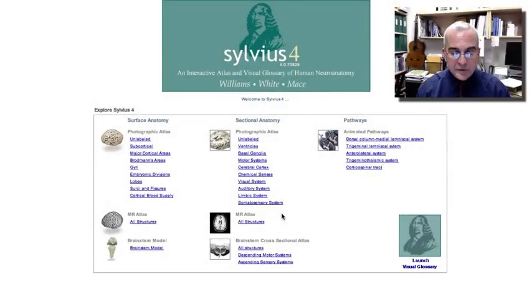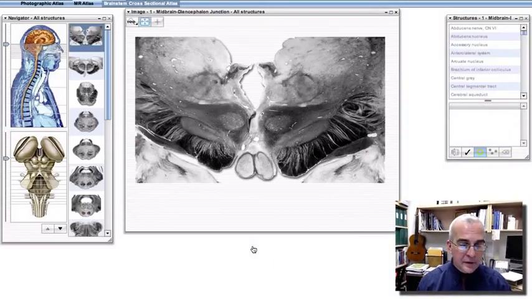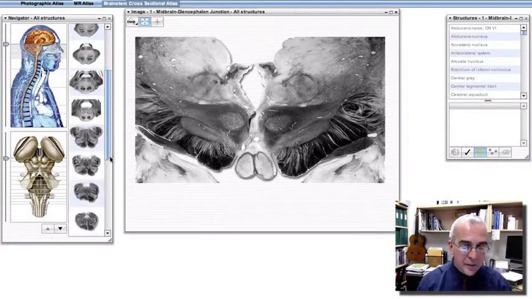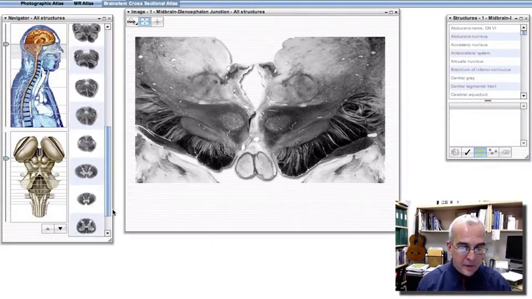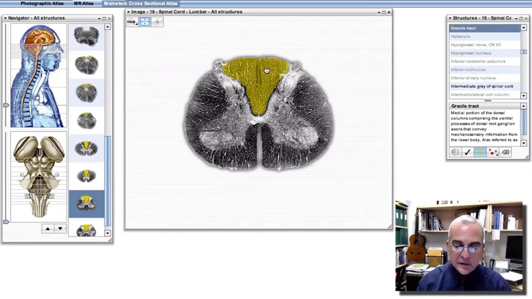Well, to get started in Sylvius, I'm going to open the brainstem cross-sectional atlas and select all structures. And let's begin at the lumbar level of the spinal cord. So I've just selected the lumbar cord, and what I'd like to highlight for you is the dorsal column. So here we have the dorsal column, and as I select it, the label that appears is the gracile tract.